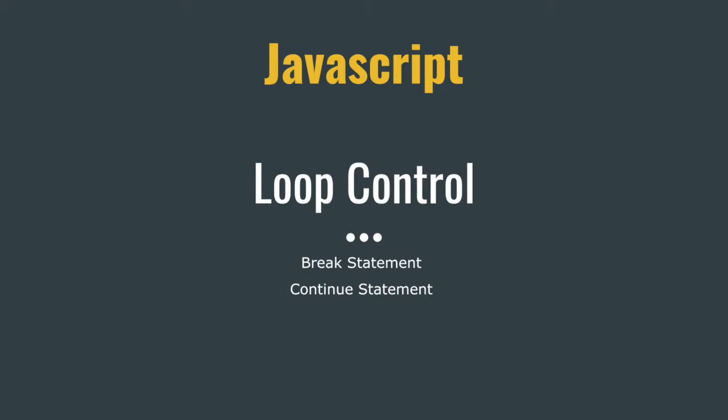In this JavaScript tutorial, today we are going to learn loop control, how we can control our loop system, where whenever we want to stop the loop and whenever we want to continue our loops, we can control our loops with these JavaScript statements. Basically there are two statements: one is the break statement and the second is the continue statement.